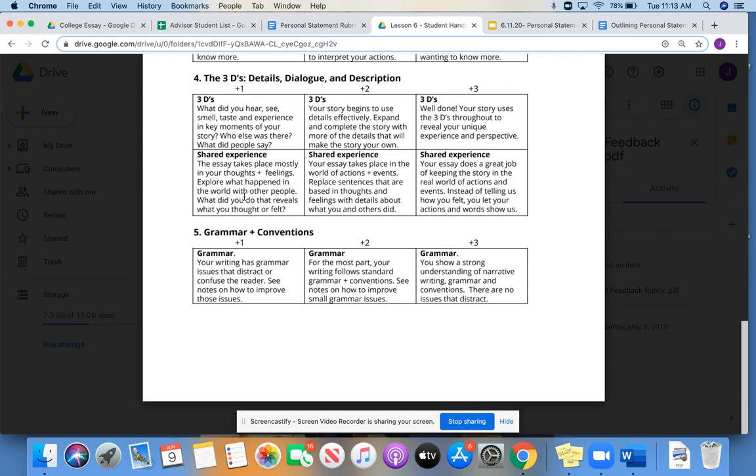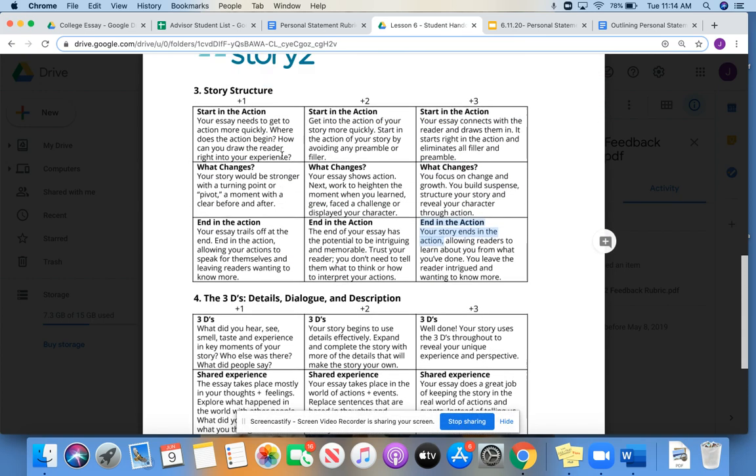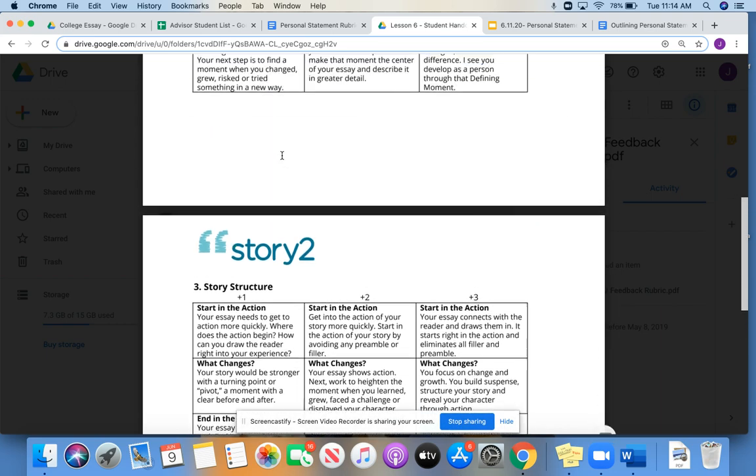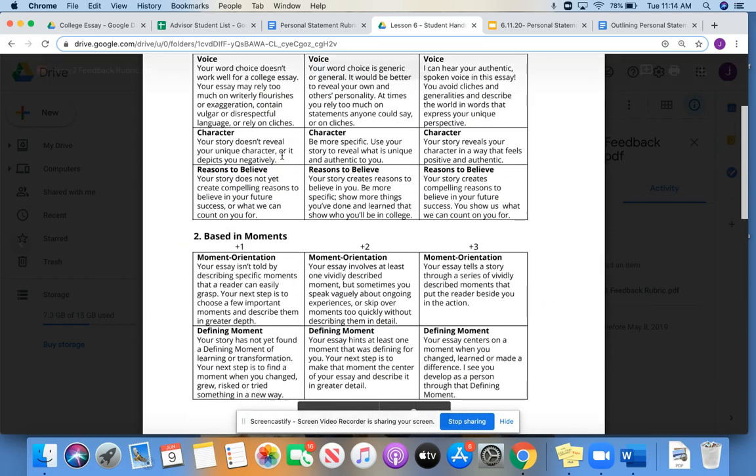And then the last part of the rubric is the grammar and conventions. You want to make sure that you have good spelling, punctuation, capitalization, grammar. This doesn't have to be extremely formal, but the reader should be able to understand what you are talking about throughout your story. They should not be confused. All right, so this is the rubric for story 2 that Mr. Lubing and I will be using to grade you. And this is what they use to give you feedback.